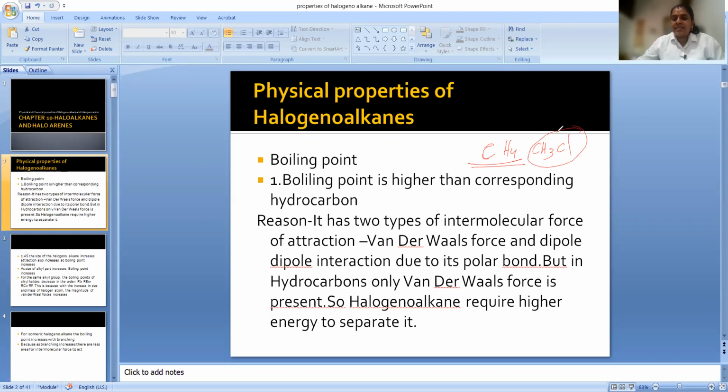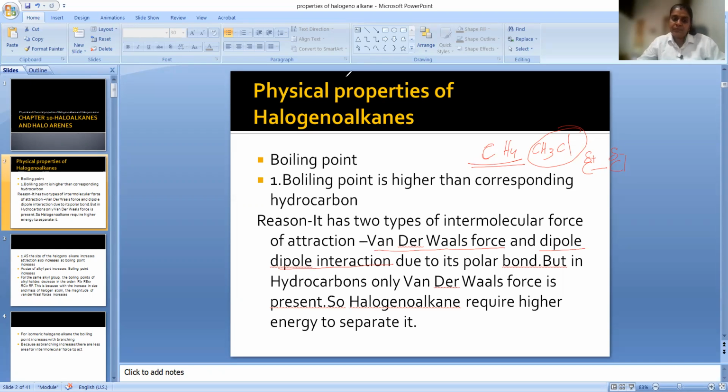But in halogenoalkane we know that the C-Cl bond is polar. The bond between carbon and chlorine is polar, because chlorine is highly electronegative and carbon is less electronegative, so delta plus and delta minus, and the shared pair of electrons will move more towards chlorine. Because of that, there are two types of intermolecular force of attraction: one is van der Waals force of attraction and the other one is dipole-dipole interaction. So since there is higher intermolecular force of attraction between halogenoalkane molecules, the boiling point will be higher for halogenoalkane compared to the corresponding hydrocarbon.